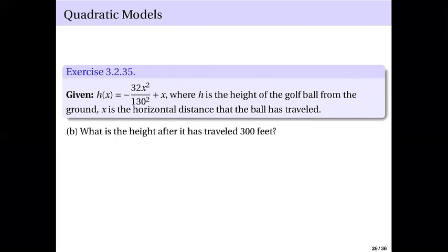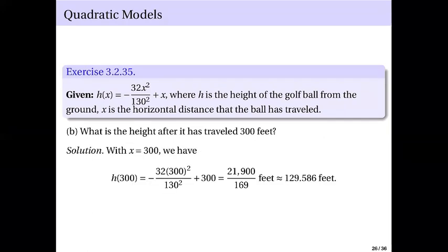For letter B, what is the height after it has traveled 300 feet? Similar solution, all we need to do is change x equals 300. And if we do that, we'll get 129.586 feet. Questions so far?